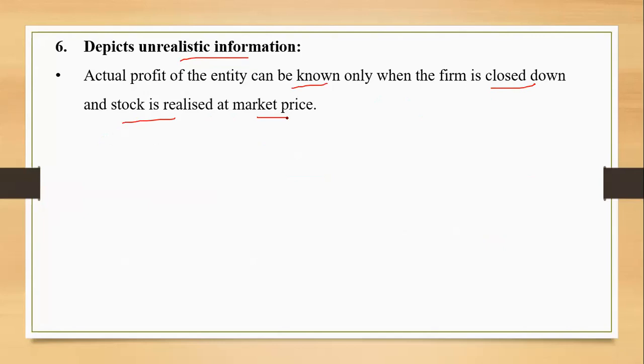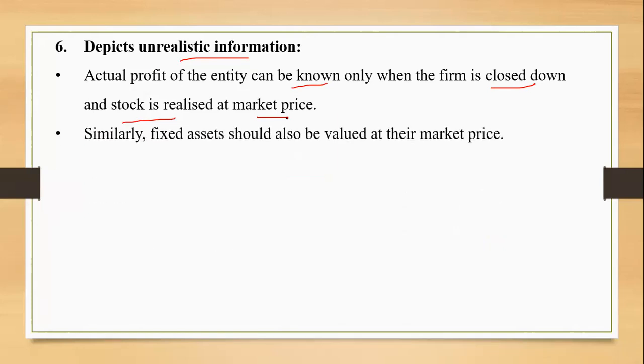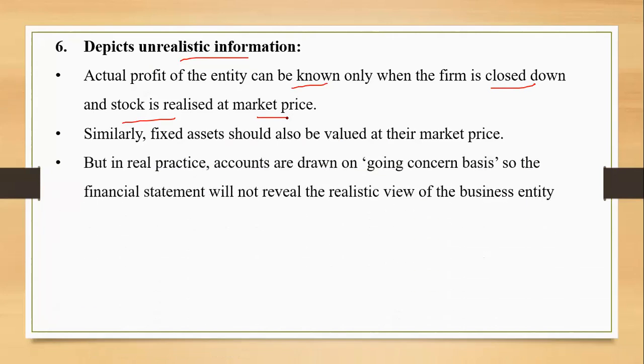ये तो है कि फर्म बंद हो रहा है, कंपनी बंद हो रहा है, तो whatever the assets are there, they are sold in the market at the market price. In the same way, whatever the stock is there with you, even the stock is saleable in the market at the market price. Then only we can have the actual picture of the business entity. The same thing for fixed assets. But in real practice, accounts are drawn on going concern basis. So the financial statements will not reveal the realistic view of the business entity. This is the assumption, the very first assumption we are going to learn in chapter 3.